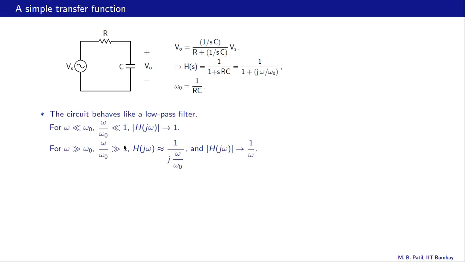What about omega much larger than omega 0? Then this 1 is small compared to this term, and our transfer function then is approximately 1 divided by j omega over omega 0, like that. And omega 0 is a constant. When we take the magnitude of this H of j omega, we get H of j omega proportional to 1 over omega. What does it mean? That means if we go on increasing omega, the magnitude of H of j omega goes on decreasing. So that means the output voltage is much smaller than the input voltage in magnitude.